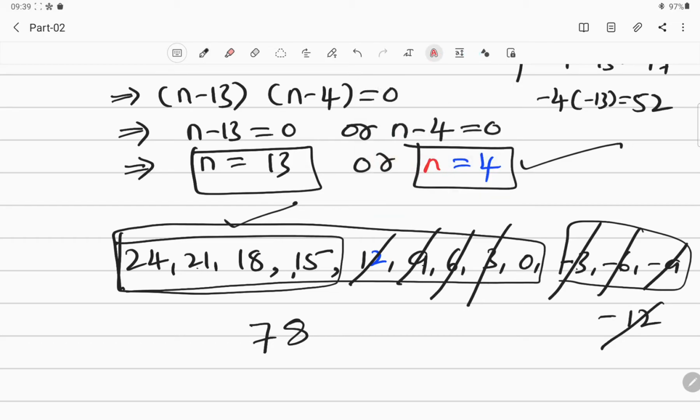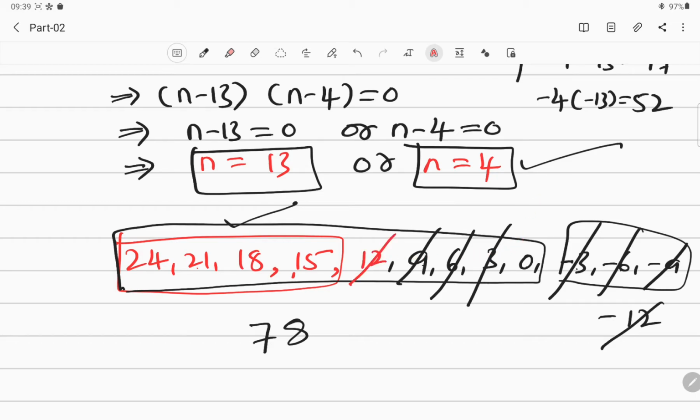If you add these four terms, the starting four terms of the AP, you are going to get 78. Now these are the starting 13 terms. Look at this: 1 2 3 4 5 6 7 8 9 10 11 12 13. If you add these, then also the sum is going to be 78 only. So that's why n equal to 13 and n equal to 4 are both right answers.